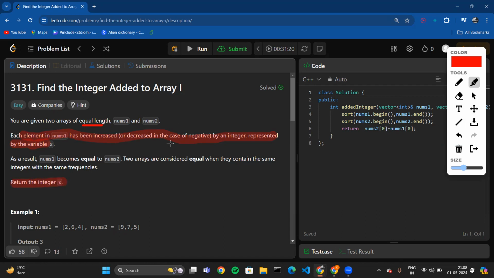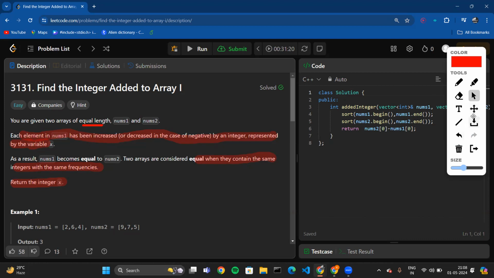Now, what do we mean by equal? That means they will have the same frequency of all the integers. So essentially they have equal elements, but the order might be different.